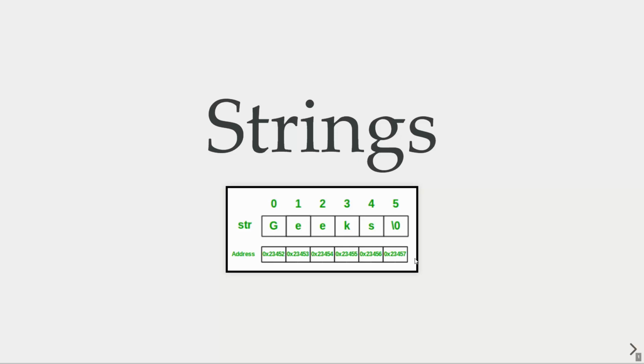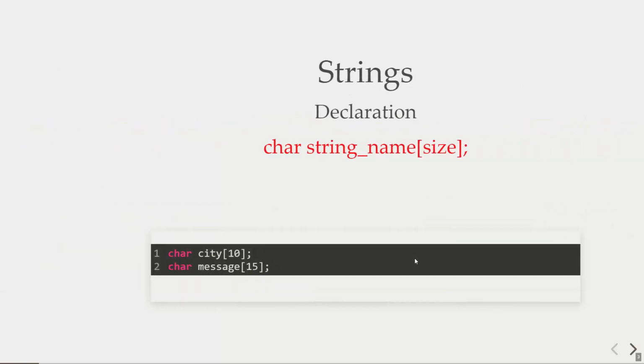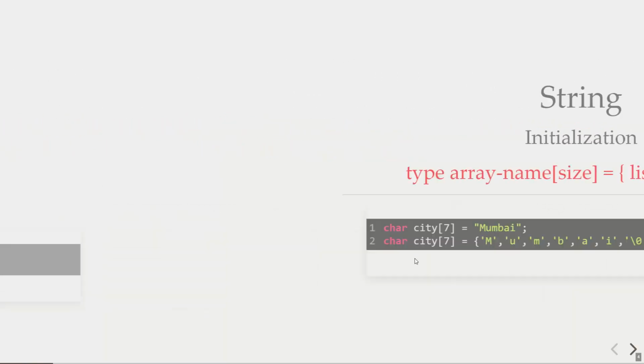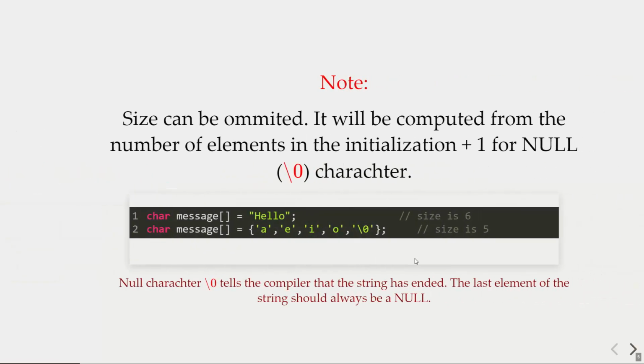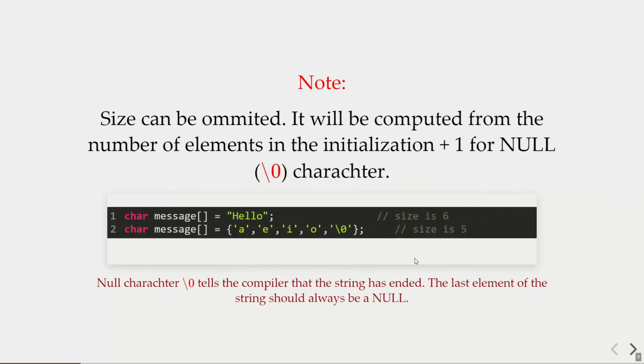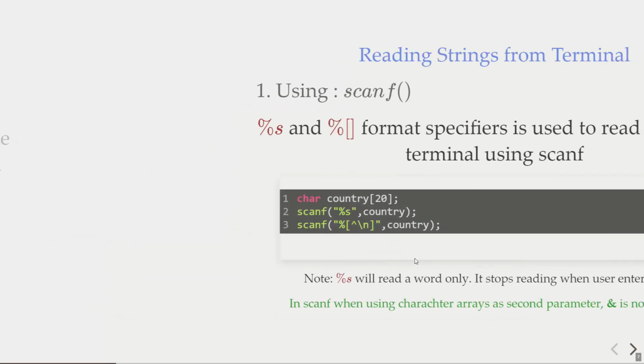So we will just quickly go through what we have covered in the last part. We have seen the definition of a string, how to declare it, then how to initialize it, and the two methods of initializing it, one using the double quotes and one using the array elements using curly braces. Then we saw the importance of the null character and how to calculate the length of the string. We also saw how to do partial initialization and what happens to the remaining elements when it is partially initialized.